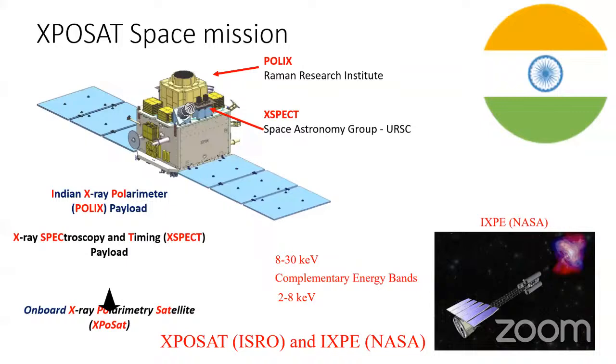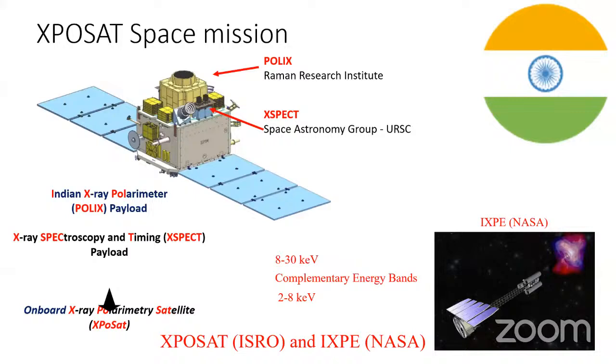Spectroscopy provides detailed information about temperature, density, chemical composition, and motion of the emitting material in astronomical objects, and so on. This helps astronomers in understanding the physical conditions and processes occurring within stars, galaxies, supernova remnants, and other cosmic sources.